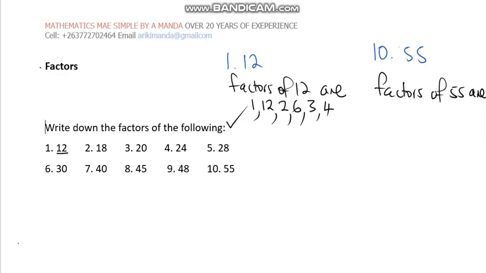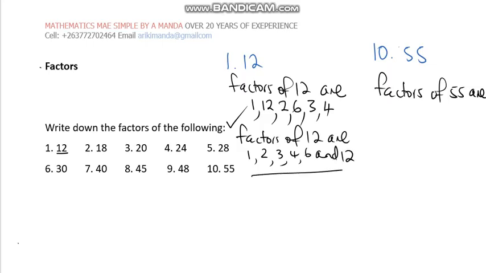Outside these factors, there are no other factors that can get into 12. So writing properly, writing the numbers in order from the smallest, I'll say factors of 12 are 1, 2, 3, 4, 6, and 12. Writing the numbers in order from the smallest to the largest.